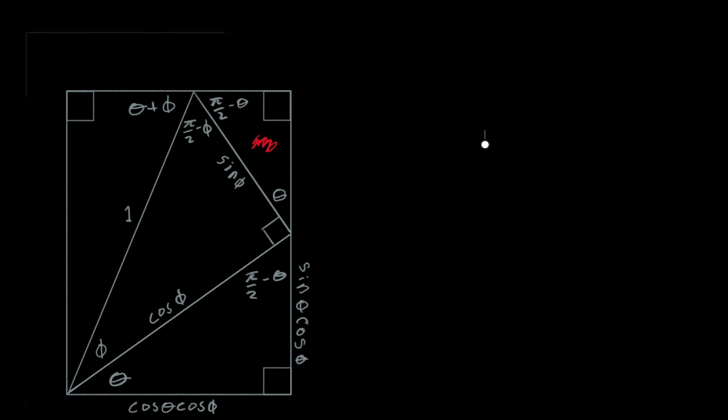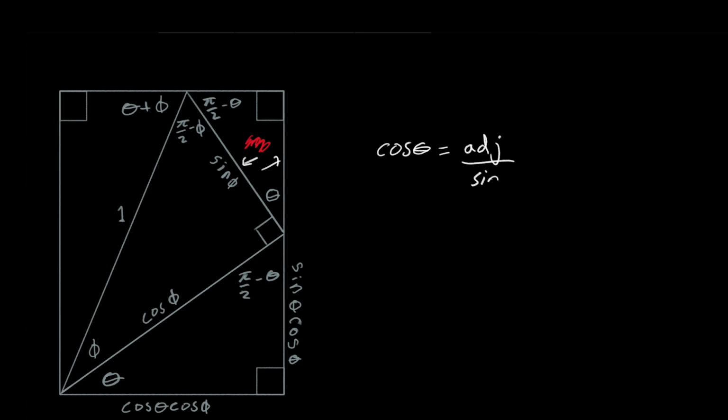Okay, so now let's take the cosine and the sine of this angle here. If we take the cosine of the angle theta, well, this is the adjacent side, and this is the hypotenuse. So we have the adjacent side over the hypotenuse, which is the sine of phi. Now, multiplying both sides by the sine of phi, we get that the cosine of theta times the sine of phi is an expression for the adjacent side.